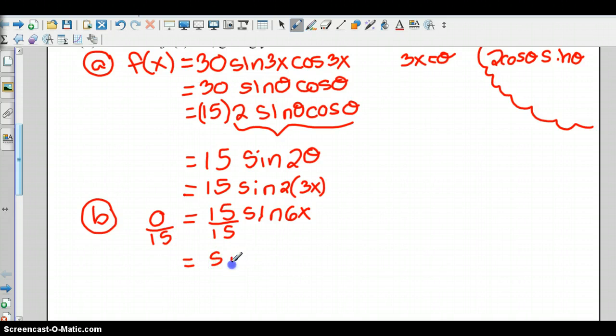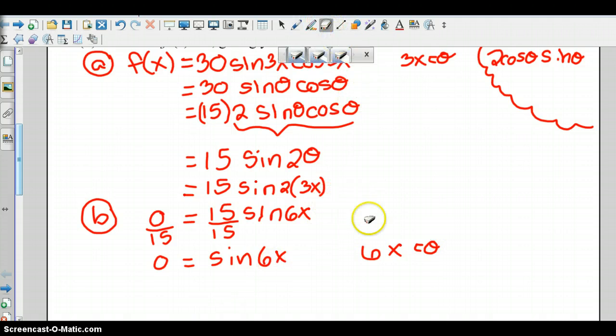And I have sine 6x equals 0. And I'm trying to think, okay, well, when does sine equal 0? Again, if this 6x is throwing us off, we can always think of 6x as our theta. You can always replace it as theta. Okay? So let's say I have just sine theta equals 0.